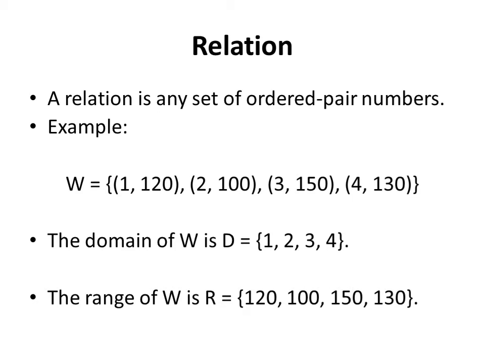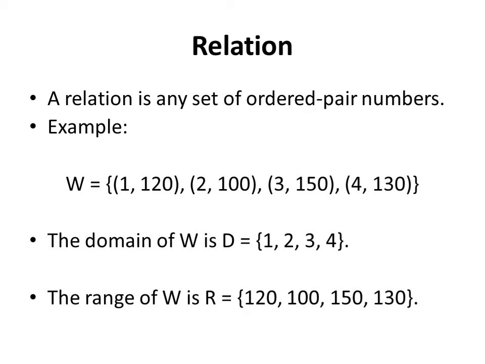Relation. A relation is a set of ordered pairs. The set consisting of the first components of each ordered pair is called the domain, and the set consisting of the second components of each ordered pair is called the range.